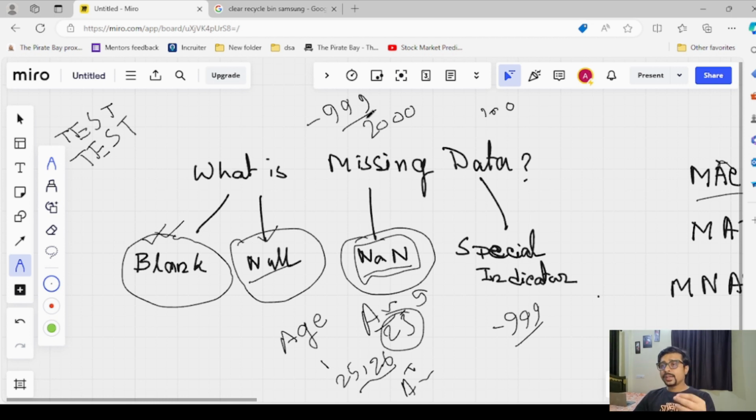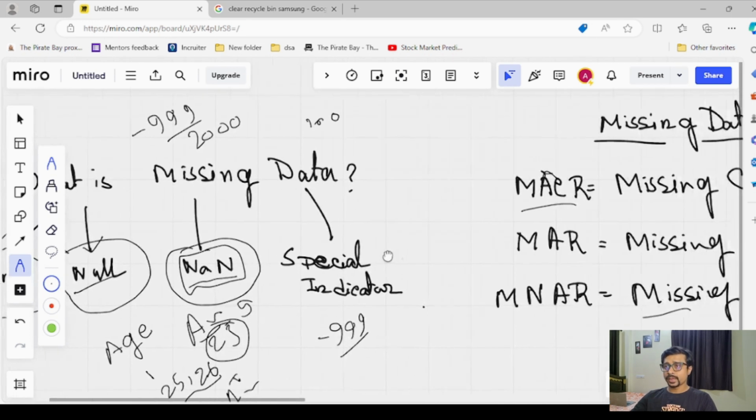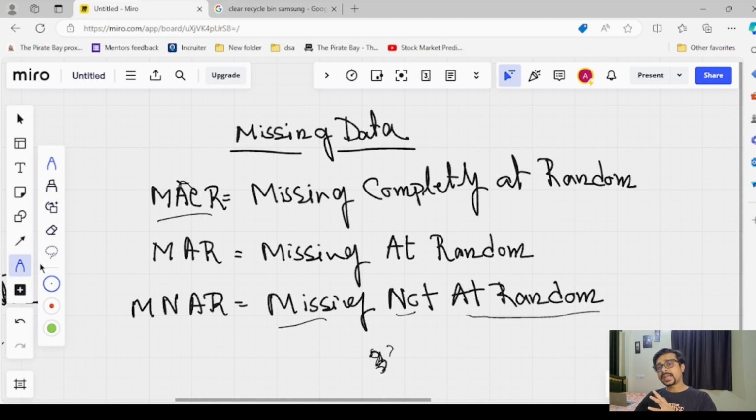Now, depending on the missing data and how the data got missing, or by seeing the pattern of missing data, we can categorize the data. There are three categories of missing data. One is MCAR, called missing completely at random.